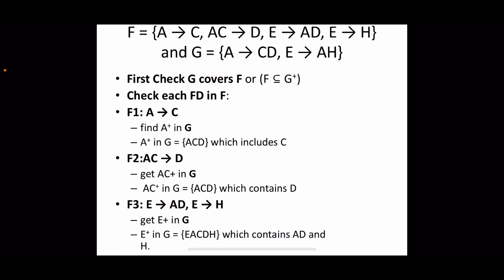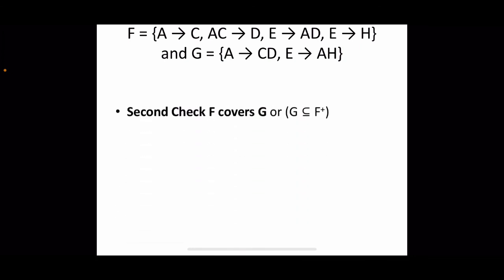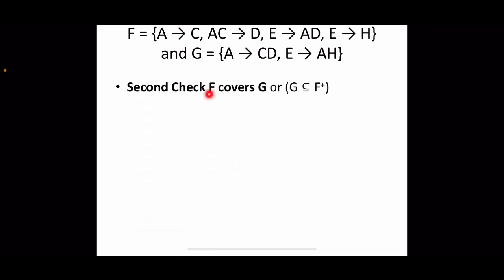So we can say that all the dependencies in F can be inferred from G. That means G covers F. So half of the part is done. Now what we have to do? We have to check whether F covers G. That is the second step. Check whether F covers G using the same procedure.